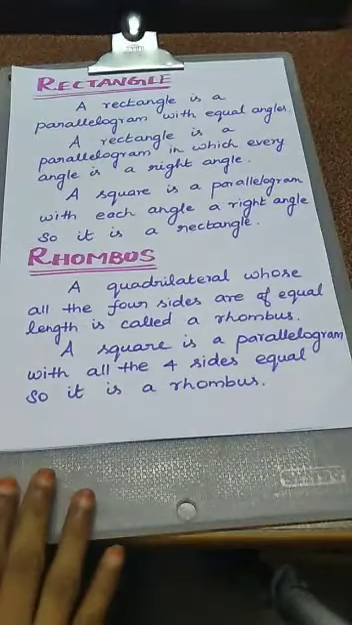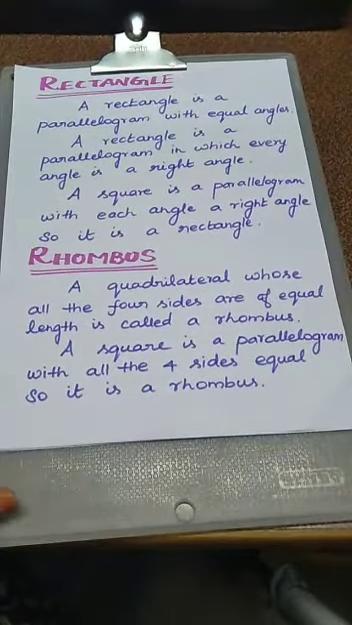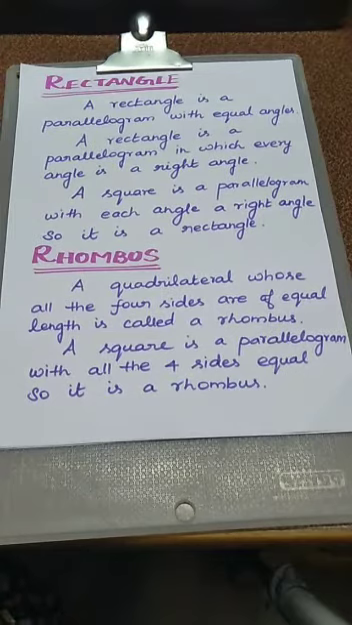rectangle. Actually, in a rectangle, what are the main properties? Opposite sides are equal, all the angles are equal, the diagonals bisect each other, and the diagonals are equal in length. Here, a rectangle is a parallelogram with equal angles. Actually, in a rectangle, all the angles are equal. A rectangle is a parallelogram.